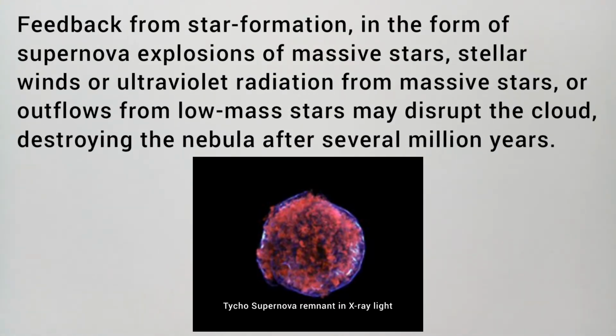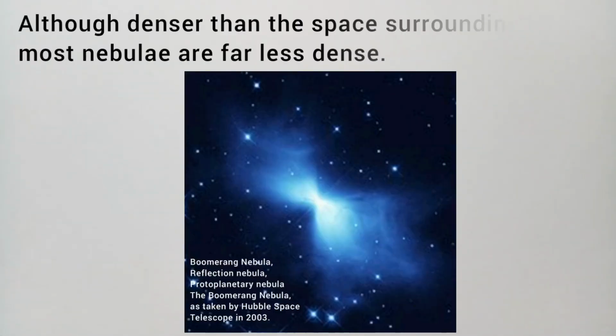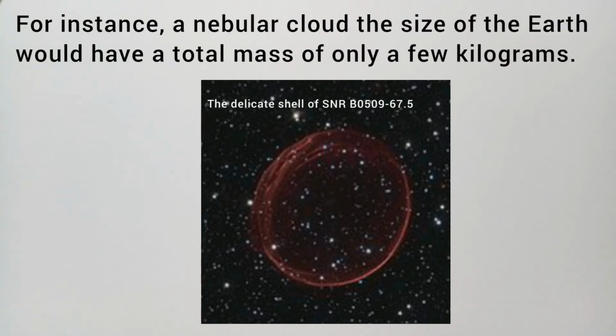Feedback from star formation, in the form of supernova explosions of massive stars, stellar winds or ultraviolet radiation from massive stars, or outflows from low-mass stars may disrupt the cloud, destroying the nebula after several million years. Although denser than the space surrounding them, most nebulae are far less dense. For instance, a nebular cloud the size of the Earth would have a total mass of only a few kilograms.